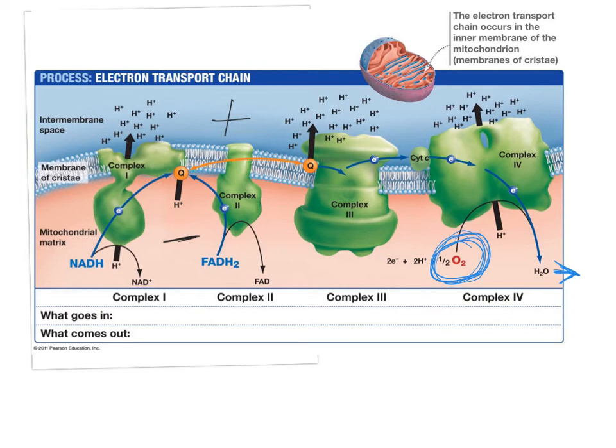So this whole process, this whole chain, just as it is in photosynthesis, is just to create this high and this low, this battery. But then we have to use that battery to do something. And what are we going to use it to do? We're going to make ATP. And we're going to make a lot of it.